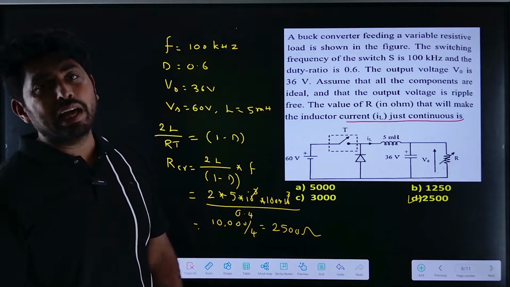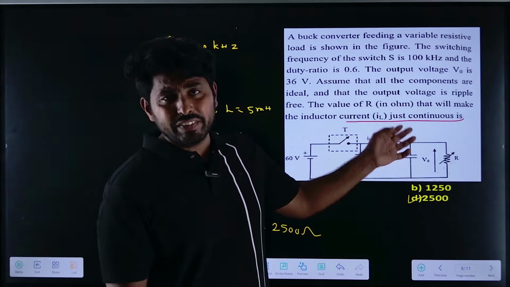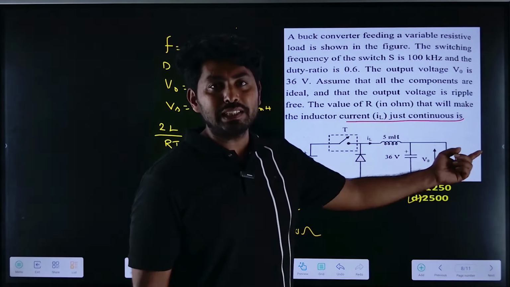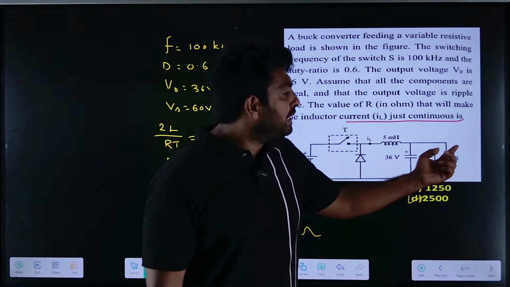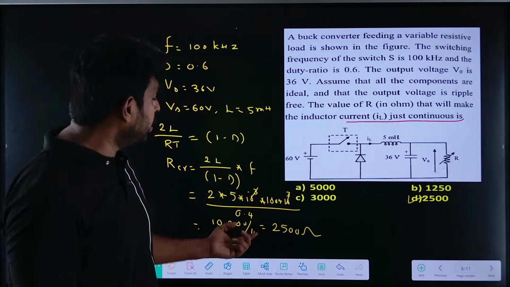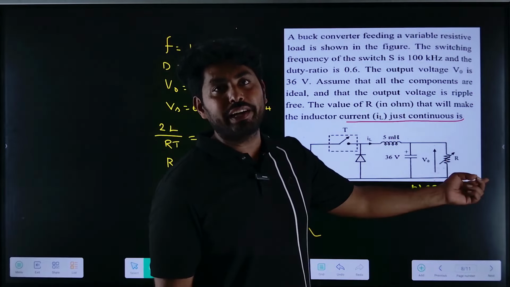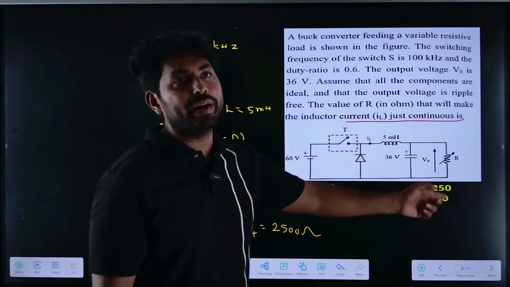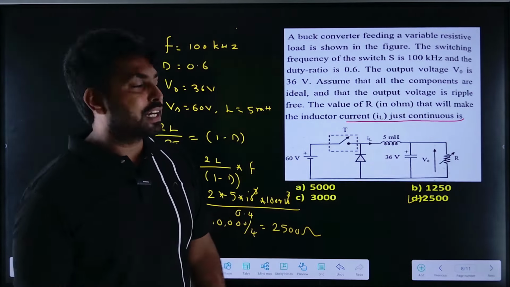This is how you can calculate the R critical. L is given as constant, but R is the variable resistance that depends on the load. So you can vary the R value to get the boundary conduction mode. If I keep the R value as 2500 ohms, the converter operates in the boundary conduction mode.